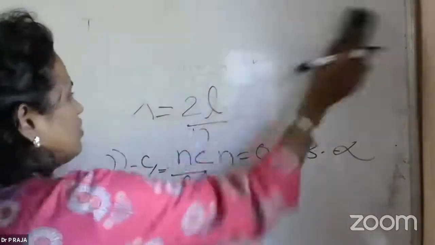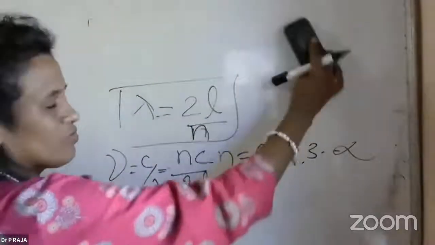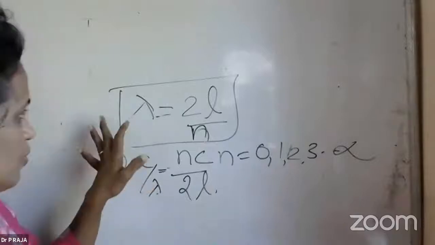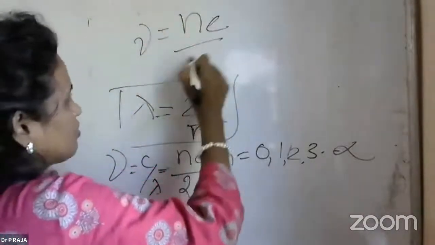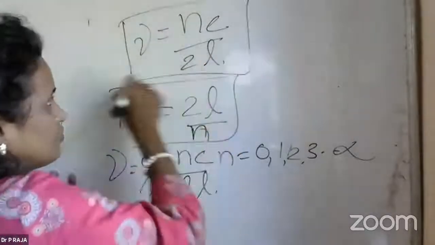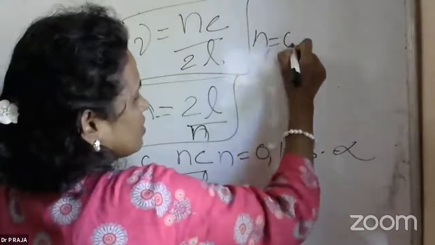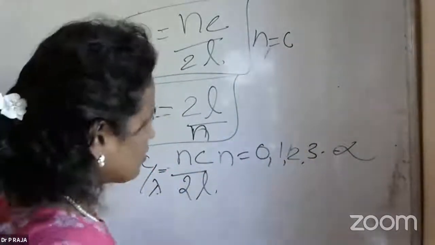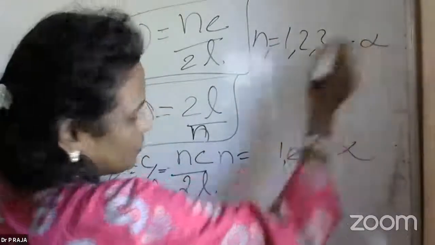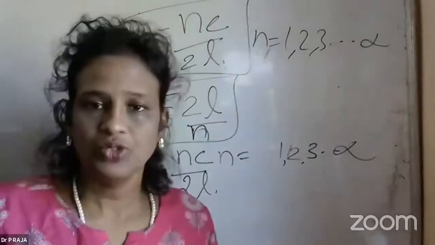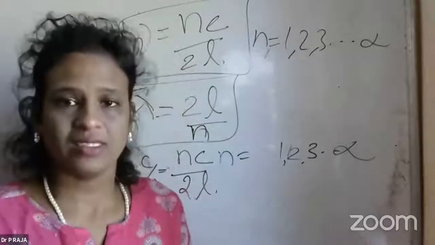So wavelength lambda is equal to 2L by N, and nu is equal to NC by 2L, where N starts with 1, 2, 3 up to infinity. Here c is the speed of the waves, not the light, here it is the wave.